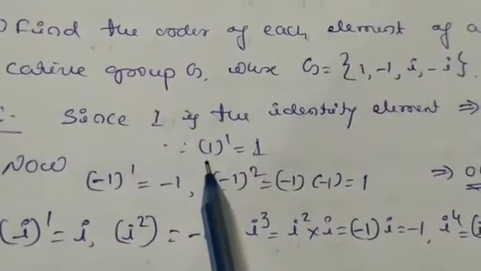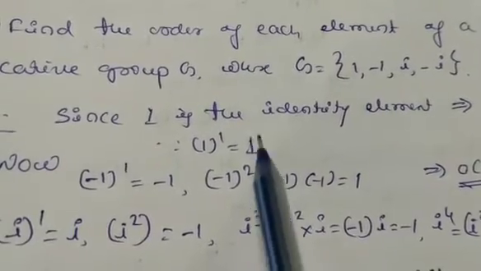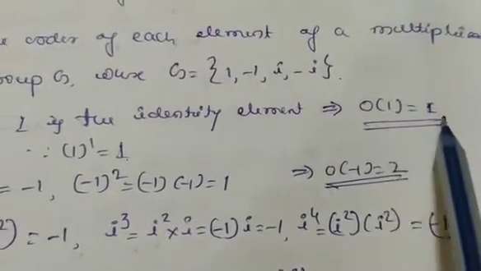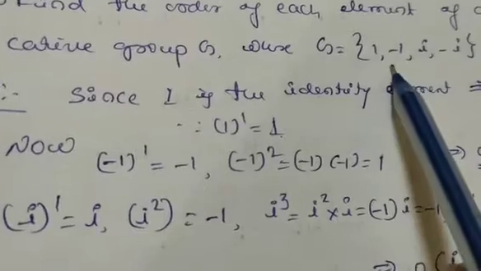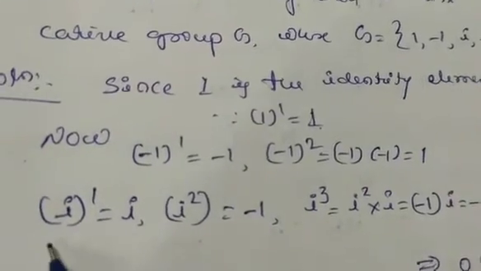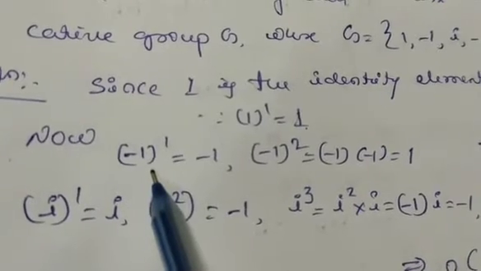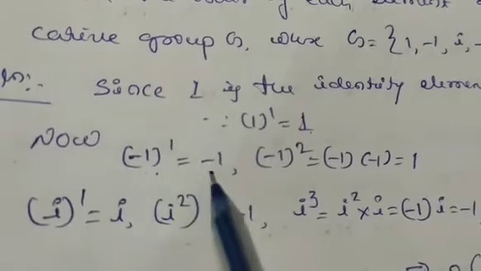So here we know 1 raised to 1 is 1. Since 1 is the identity element, 1 to the power of 1 is 1. This implies the order of 1 is 1. Now take the second element. The second element is -1. Now go on raising the power of -1 till you get 1. First raise the power as 1. -1 raised to 1 is -1.